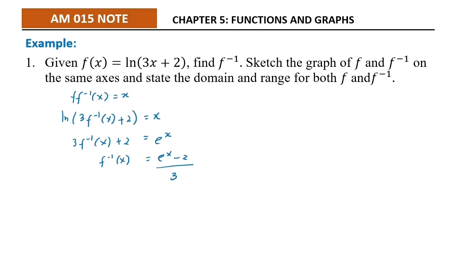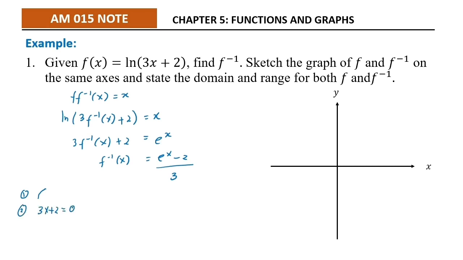Now sketch the graph of f and f inverse. So f(x) equals ln(3x plus 2). This is the graph of ln, with x positive, going from below to the right. Then the asymptote: 3x plus 2 equals 0, x equals negative 2 over 3. The asymptote is negative 2 over 3 here. And then the graph is positive, so we need to check whether the y-intercept is positive or negative.